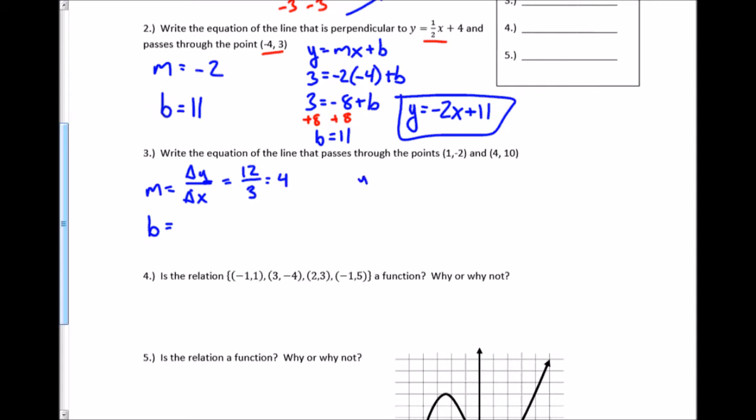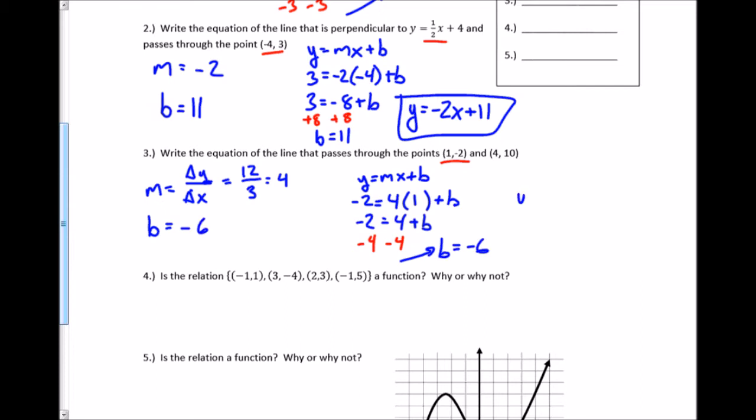And then I use a fresh y equals mx plus b. Plug in what I know. And it doesn't matter which of these ordered pairs I use. I can use either one. I'm going to use this one just because they're smaller values. Plug the 1 in here, the negative 2 in here. So it looks like I get a negative 6. So now my equation is y equals 4x minus 6. And that's it.